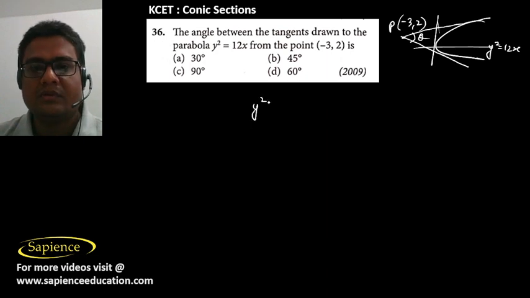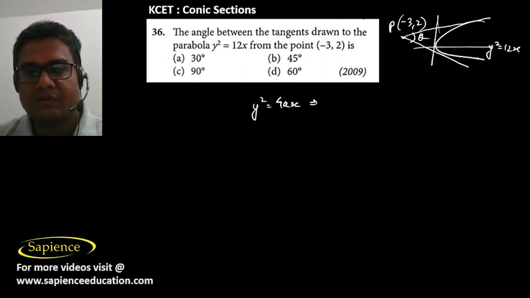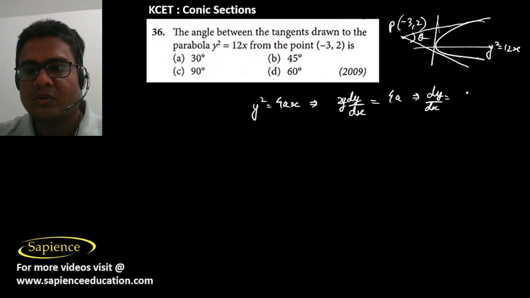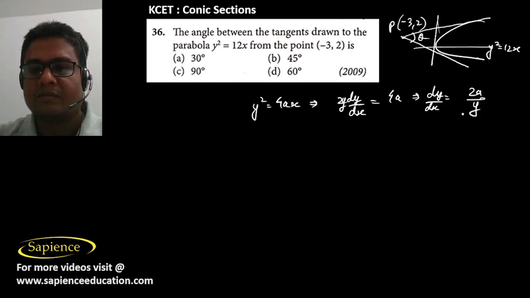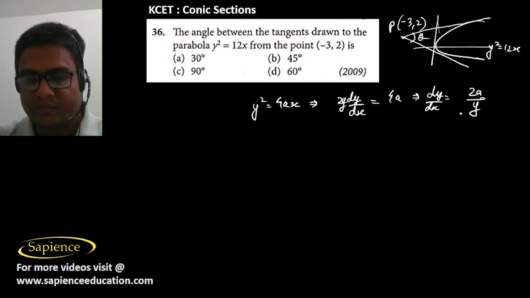So now if y square equal to 4ax, then we can say that 2y dy by dx is equal to 4a. So therefore dy by dx is 2a by y.